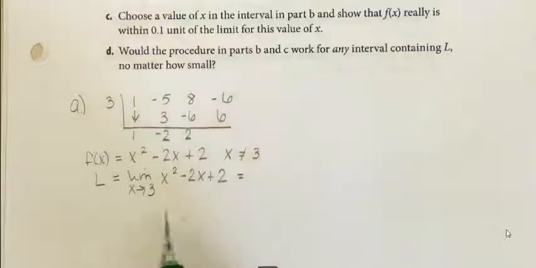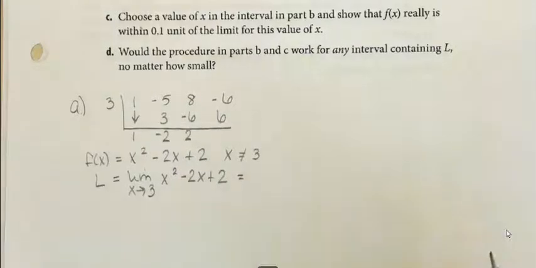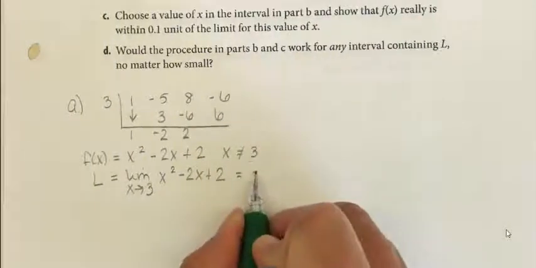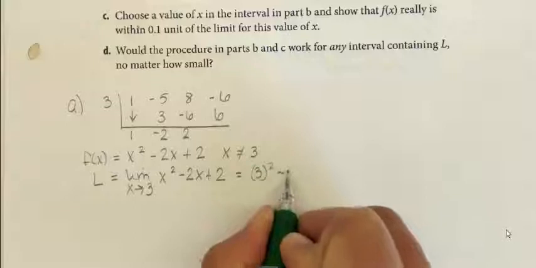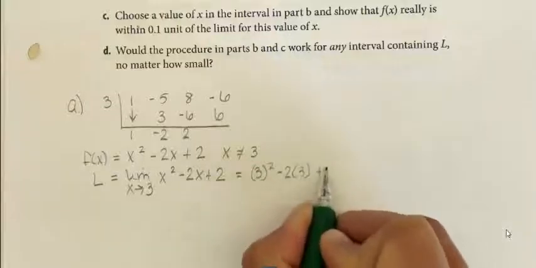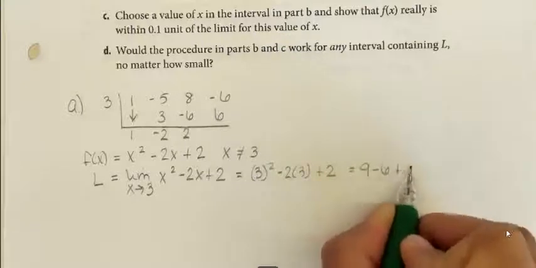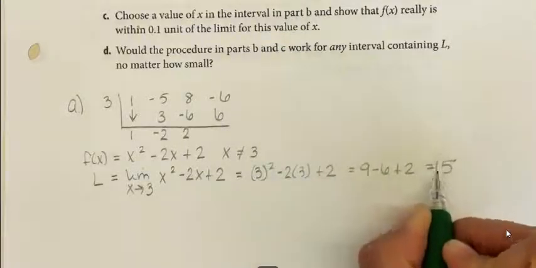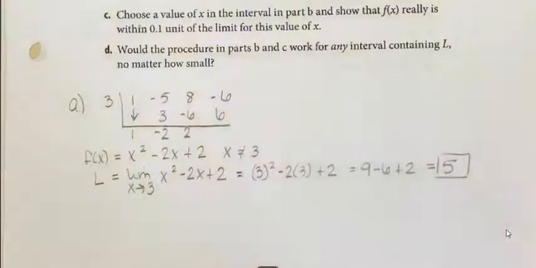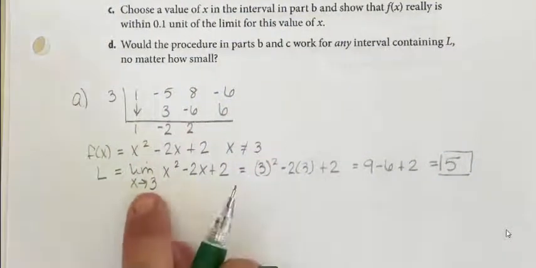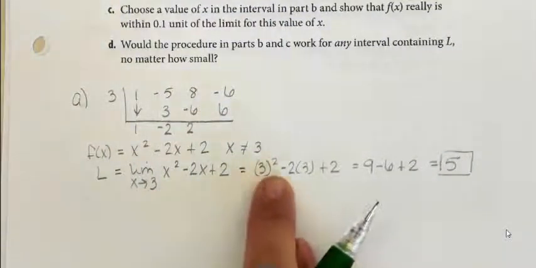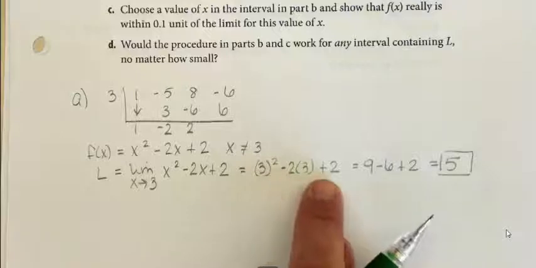And usually, if it's not going to make it undefined, then you can just go straight over here and plug in 3. So if I plug 3 in, I'm going to end up with 5. So that's my limit right there. Notice that I write it in limit notation until I actually plug something in.